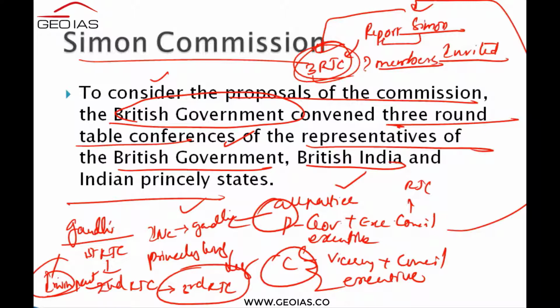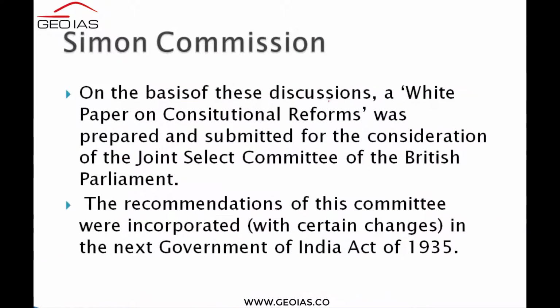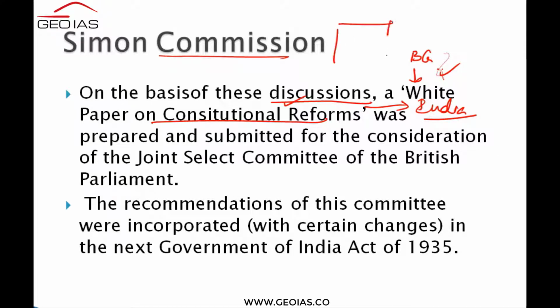So after these 3 roundtable conferences and discussion of the Simon Commission's report, on the basis of this discussion, the British government issued a white paper on the constitutional reforms that should be brought in India. Which are the constitutional reforms that should be brought in India? They have clearly discussed it on the paper. So it is known as the white paper. White paper, it's not white in color. It's about the constitutional reforms that should be brought in India.